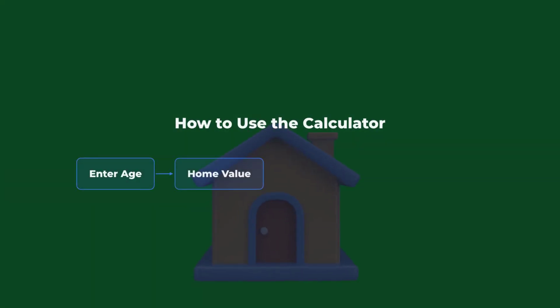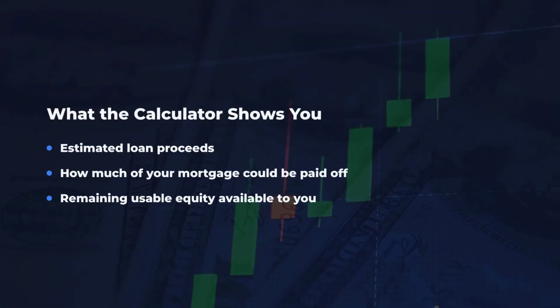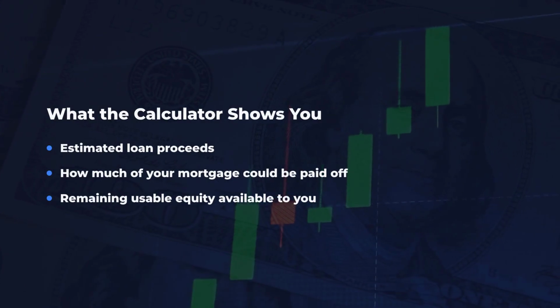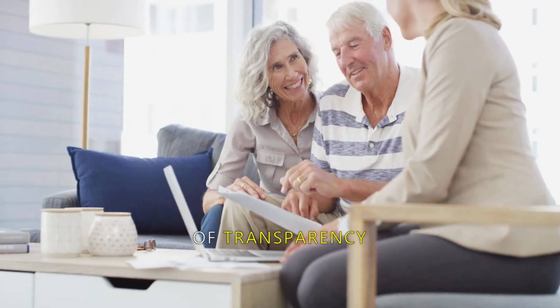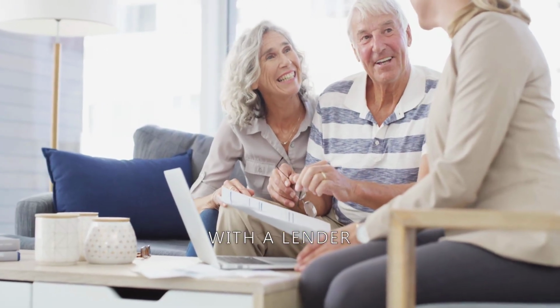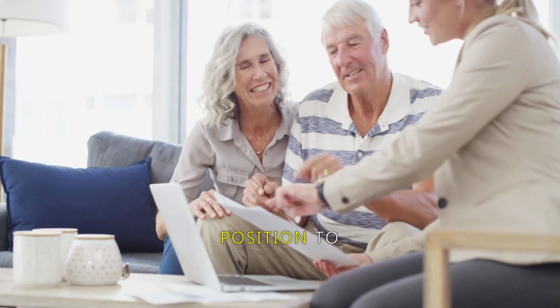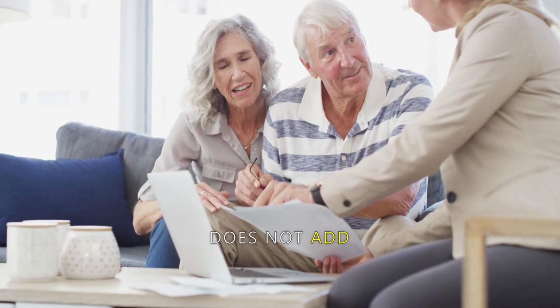You enter your age, your home's estimated value, and your current mortgage balance if you have one, and the calculator does the heavy lifting. It shows you the estimated loan proceeds, how much of your existing mortgage could be paid off, and what might remain available to you as usable equity. This kind of transparency is invaluable. It means you walk into any conversation with a lender already knowing your baseline numbers, which puts you in a far stronger position to ask the right questions and recognize when something does not add up.